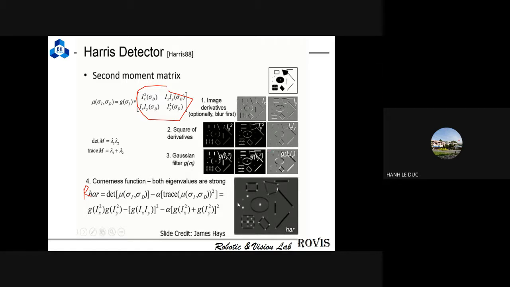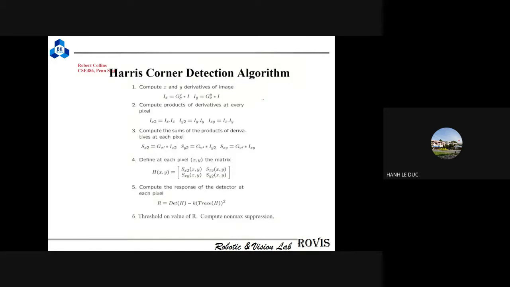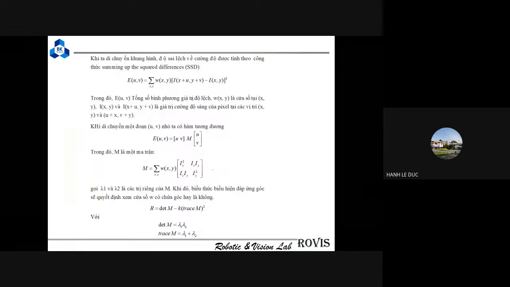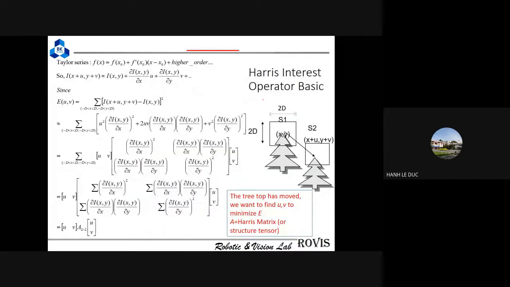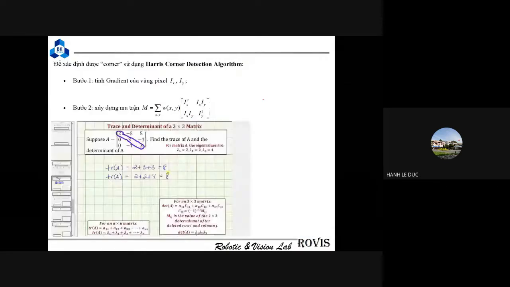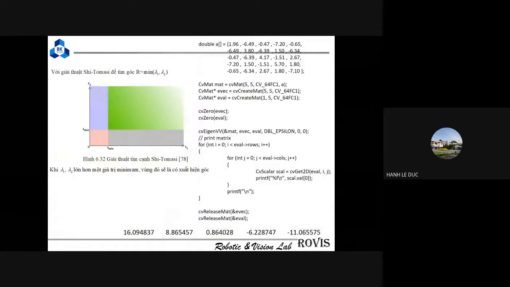To detect the corner, we have another algorithm we call Shi-Tomasi. To apply this algorithm, it is similar to Harris, up to calculating the R matrix. And then what does the Shi-Tomasi algorithm do?